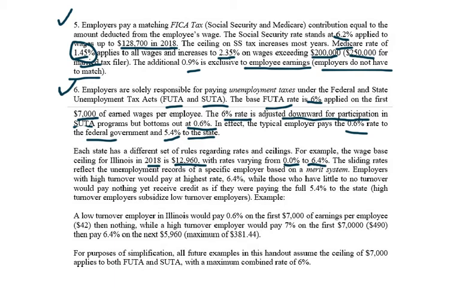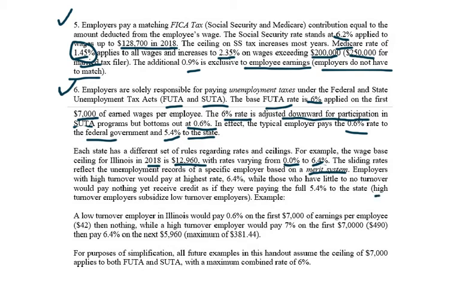Now, again, the state of Illinois employs what's called a merit system, which is kind of like it sounds. In other words, if you stimulate less unemployment because you don't have a lot of turnover, we're going to lower your rate to something much less than the full rate. And if you have, let's say, no turnover, we might insist that you pay nothing in, right? So employers with high turnover would pay a higher rate, the 6.4, while those with little to no turnover would pay nothing yet receive credit as if they were paying the full 5.4 to the state.